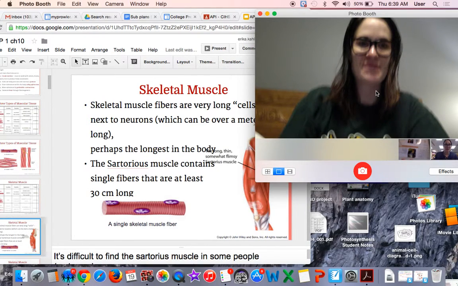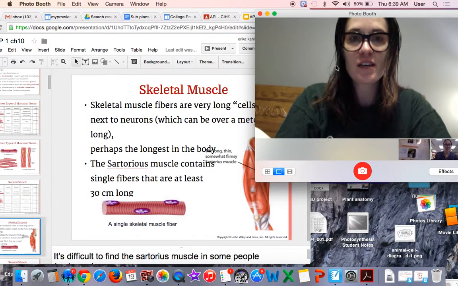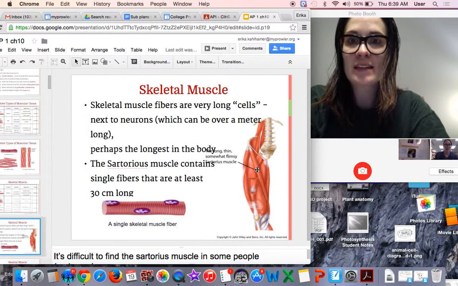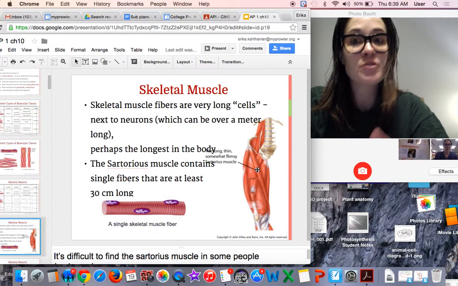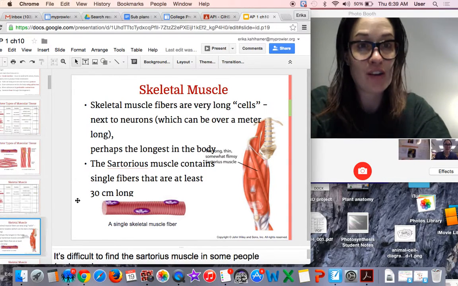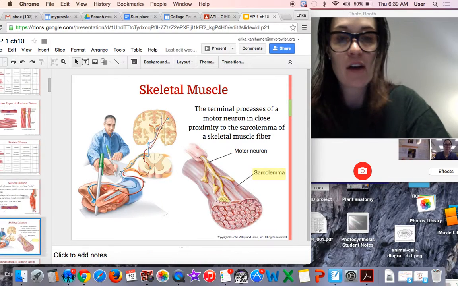Which can even be over a meter long. Here's a picture of the sartorius muscle in your leg. This is the anterior view. And it contains muscle fibers or muscle cells that are 30 centimeters long. That's pretty crazy.